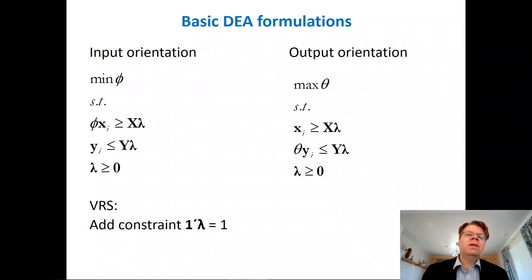And this is no longer the case if we add the constraint that we have the variable returns to scale specification. As I have indicated on the bottom part of this slide, variable returns to scale specification is obtained by simply adding an additional constraint that the sum of lambdas must be equal to 1. Here I have indicated this with a vector, so I pre-multiply this lambda vector by a vector of ones. If these lambda weights are restricted to sum to 1, in that case, the input and output oriented formulations can yield different results.